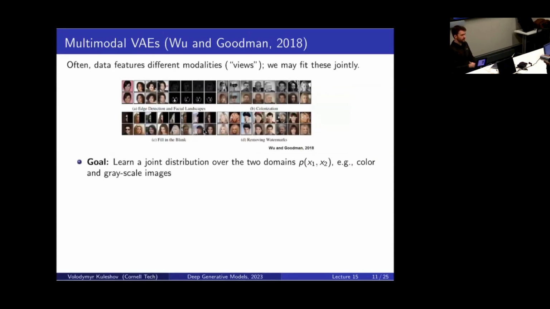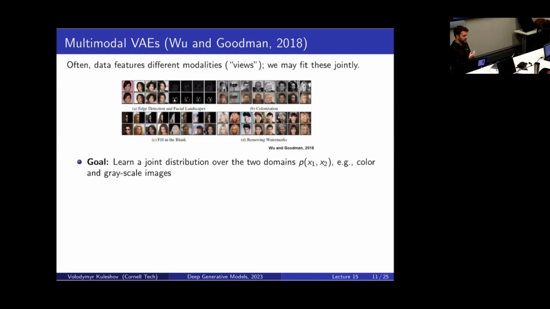One other interesting extension of VAEs is multimodal VAEs. Let's say that in certain tasks, we have different modalities. Let's say that we have different types of images. We have images and their edges, or maybe we have colored images and grayscale images, or we have images and text. So there are different modalities, but they're somehow related.